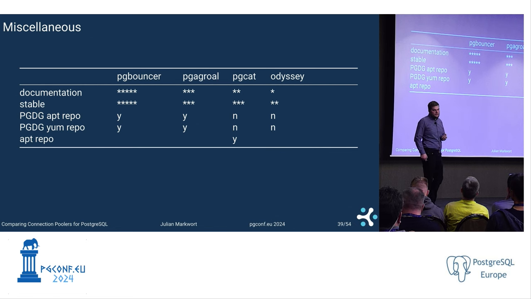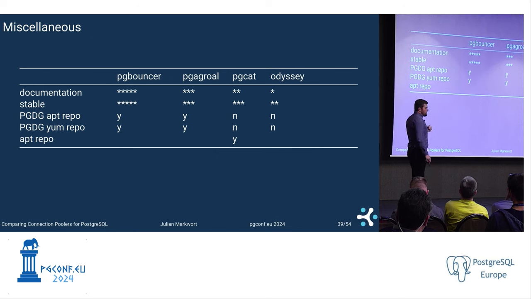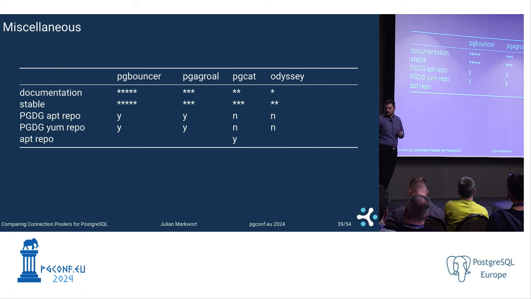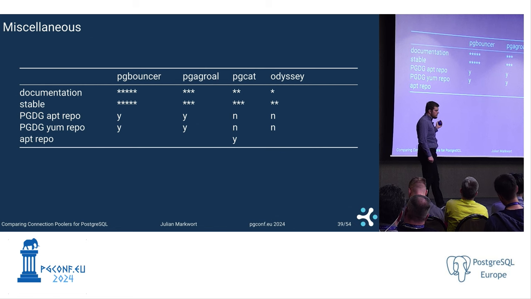I had a look at all the GitHub repositories, and for Odyssey I saw a few issues that are long-standing, that are probably waiting on a case to reproduce these bugs, and they have been open for a long time, not fixed. Then what's interesting to me is if I can just install this from the PostgreSQL.org APT or YUM repositories, which is true for pgbouncer and pgagroal, but unfortunately not for pgcat or Odyssey, though at least PostgreSML operates their own APT repository that you can freely use and install pgcat from there.